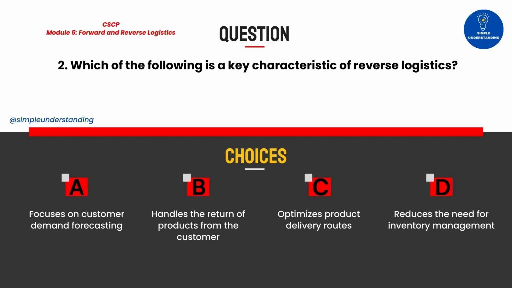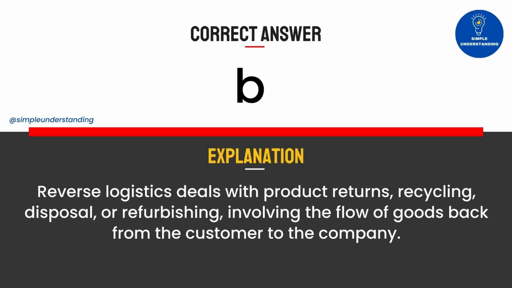Which of the following is a key characteristic of reverse logistics? A. Focuses on customer demand forecasting. B. Handles the return of products from the customer. C. Optimizes product delivery routes. D. Reduces the need for inventory management. Correct answer: B. Explanation: Reverse logistics deals with product returns, recycling, disposal, or refurbishing, involving the flow of goods back from the customer to the company.